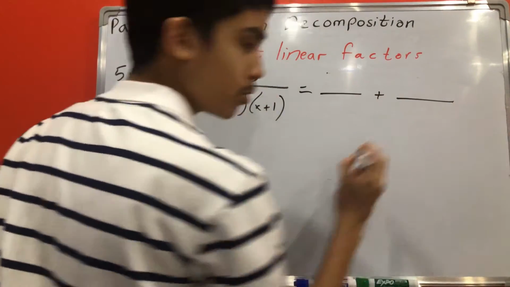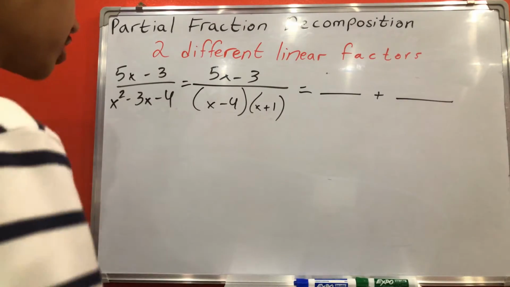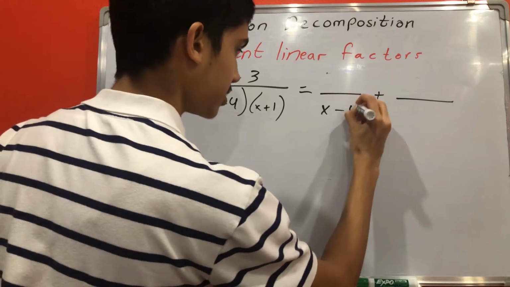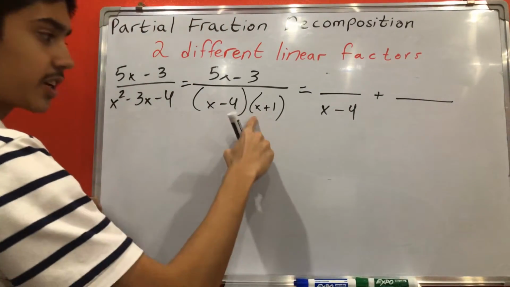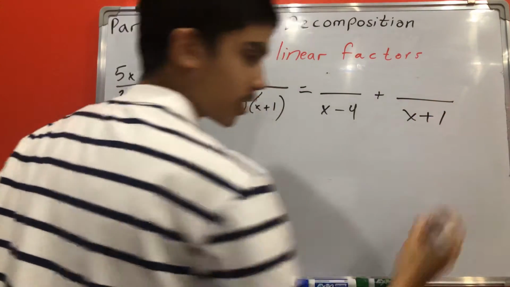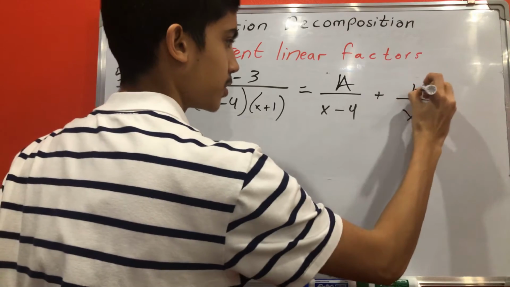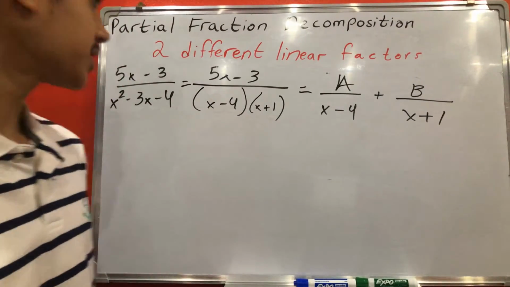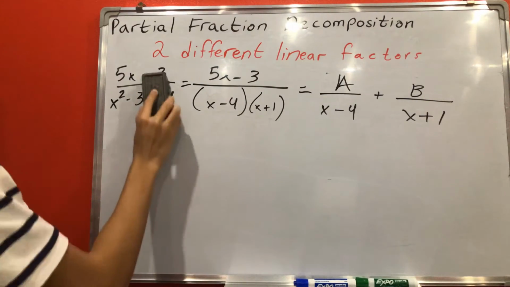Okay, so now we want to write it out just like this. We're going to write out two fractions because there are two factors. And each of the fractions are going to have denominators of the factors. So the first fraction is going to have a denominator of x minus 4. The second fraction is going to have a denominator of x plus 1. Alright? And the numerators, we're just going to leave them as A and B because we don't know what they are. Now we have to solve for the numerators, and that's it. We've broken up the fraction. So I'm going to just erase this for now.